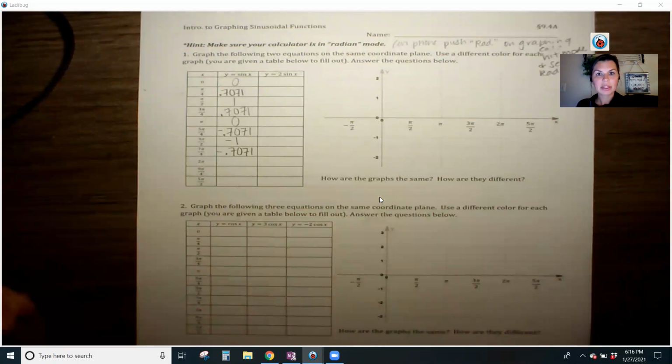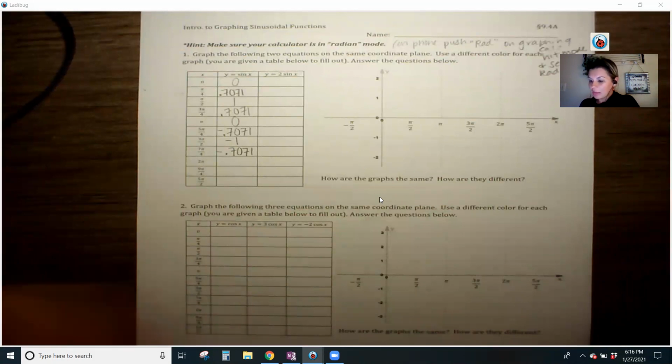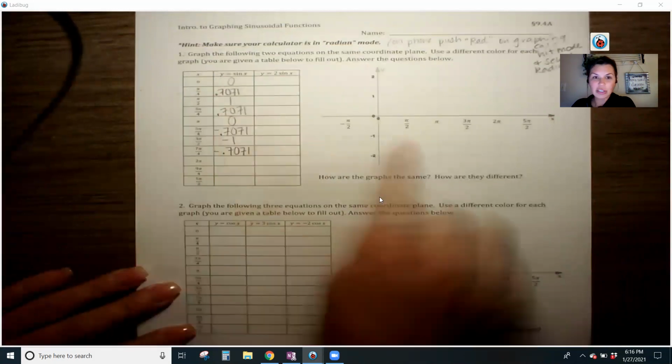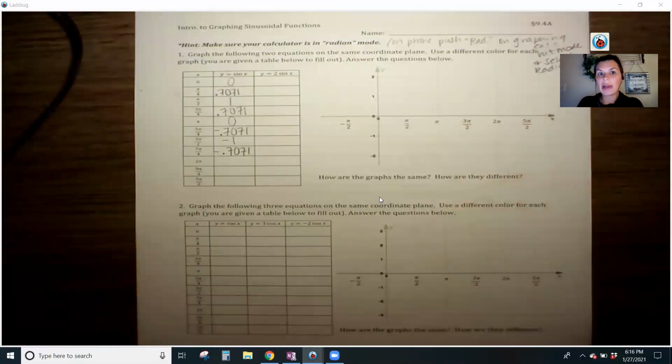This is an assignment. So what we're going to start doing is we're going to be graphing sine and cosine functions. And we're going to be graphing them, instead of using degrees, in radians. So I did want to show you how to calculate sine and cosine using your calculator in radians.